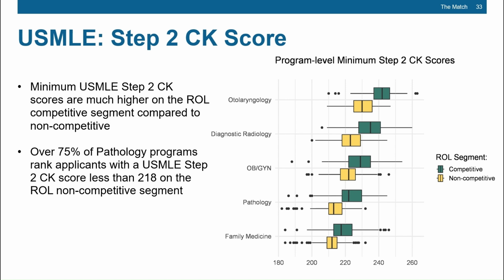For example, over 75% of pathology programs rank applicants with a USMLE Step 2 CK score less than 218 on the rank order list non-competitive segment, compared to 75% of programs that rank applicants with a USMLE Step 2 CK score greater than 218 on the competitive segment of the rank order list.